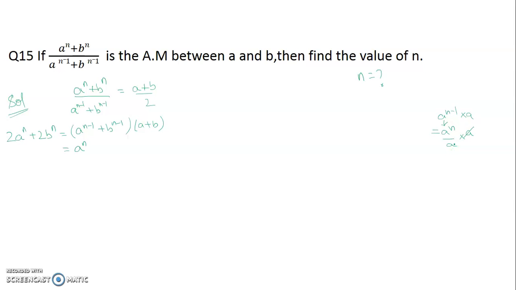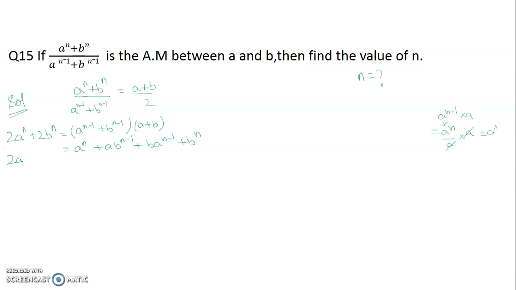Alright, so now this a^n cancels, so what is left? a^n. So this is what I am doing here. a multiplied by a^(n-1) gives me a^n plus ab^(n-1). Similarly plus ba^(n-1) plus b^n, b multiplied by b^(n-1). So b in the denominator will be cancelled, so I will be left with this.